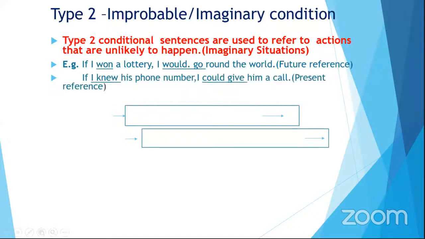If I knew his phone number, I could give him a call. Look once again at the verb in the past tense, but once again, as I told you, this has a present reference. So don't misunderstand. Although the verbs are in the past tense, it does not tell something about the past. We are talking about an imaginary situation.